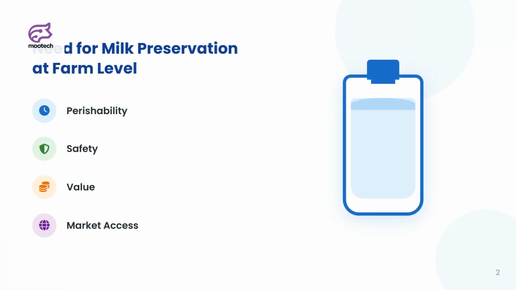Let us first understand the need for preservation of milk at farm level. The first reason is perishability. Milk contains nutrients that support rapid microbial growth. The second reason is safety. Without preservation, pathogenic organisms may multiply. The third reason is value. Quality deterioration reduces economic returns to farmers. The fourth reason is market access. Proper preservation allows milk to reach distant processing plants. Therefore, preservation ensures safety, value, and marketability.